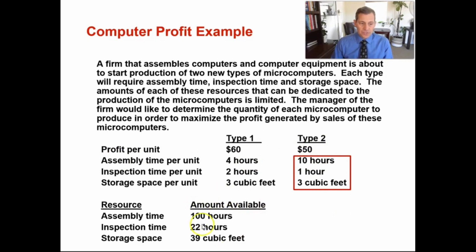Okay, and then for your constraints, your available amount of time per area is: assembly, you've got 100 hours; inspection, 22 hours; and storage space, you have 39 cubic feet. So our left-hand side inputs, when we go to put this into Microsoft Excel, are our decision variables, and our right-hand side is the feasibility and our constraints.